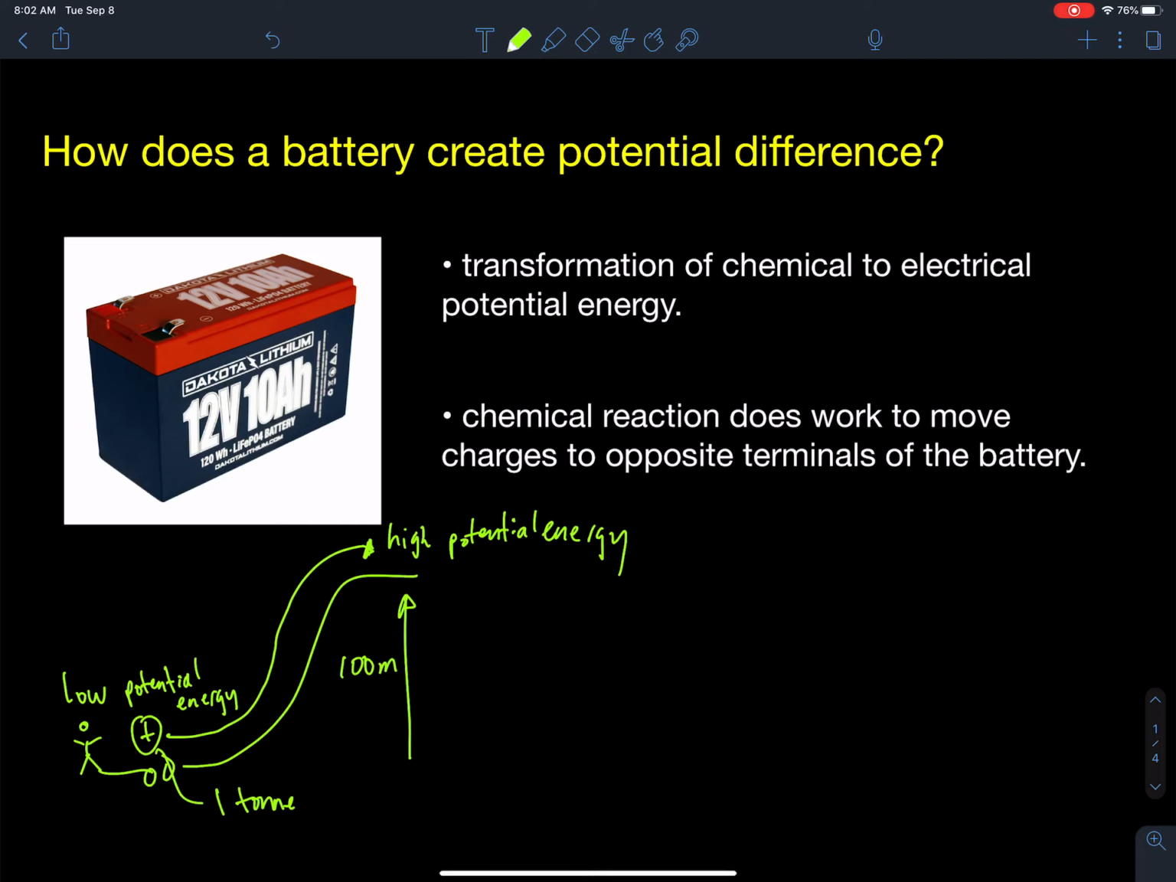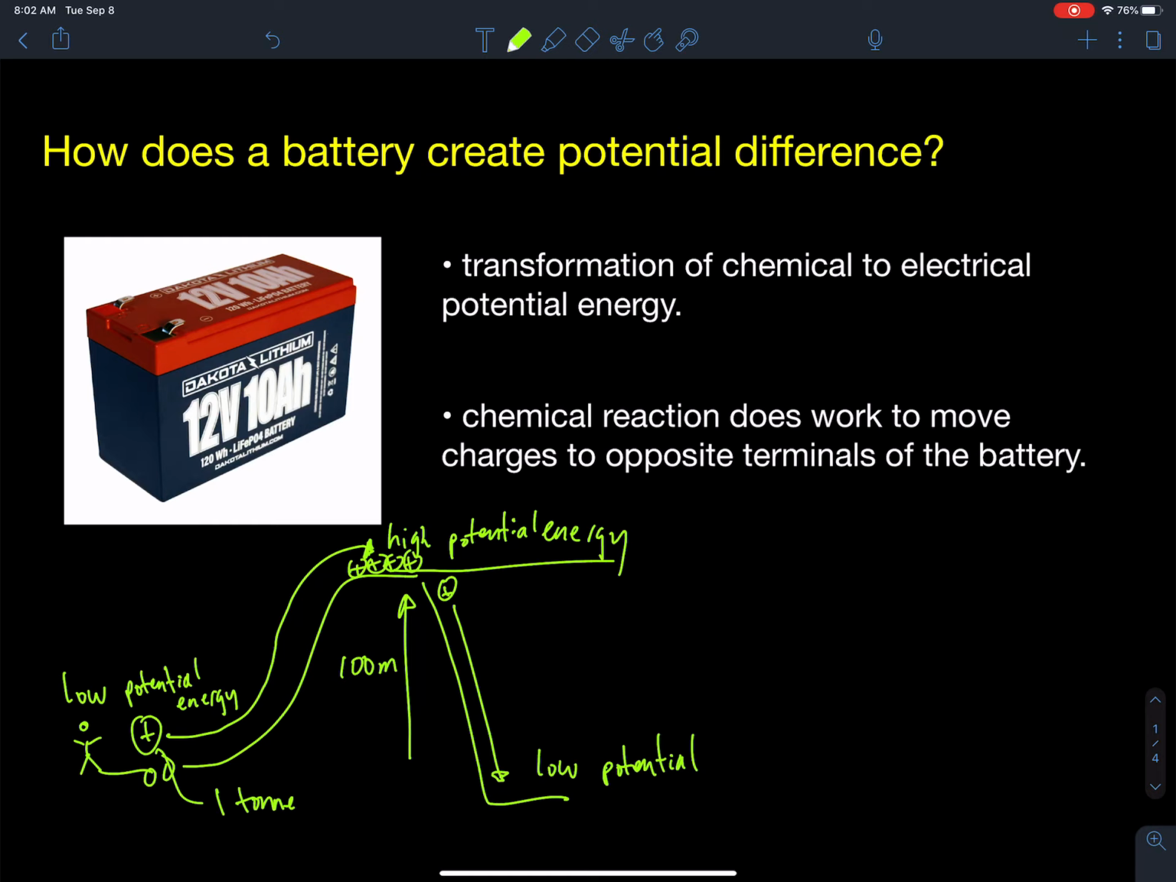Okay, and it's storing that high potential energy. So all that positive charge is going to get stored at the top. And it'll sit there until all of a sudden somebody builds a ramp to allow those charges to flow back down to low potential energy. Okay, and when it does that, it will release energy. Okay, so that's kind of how a battery works.